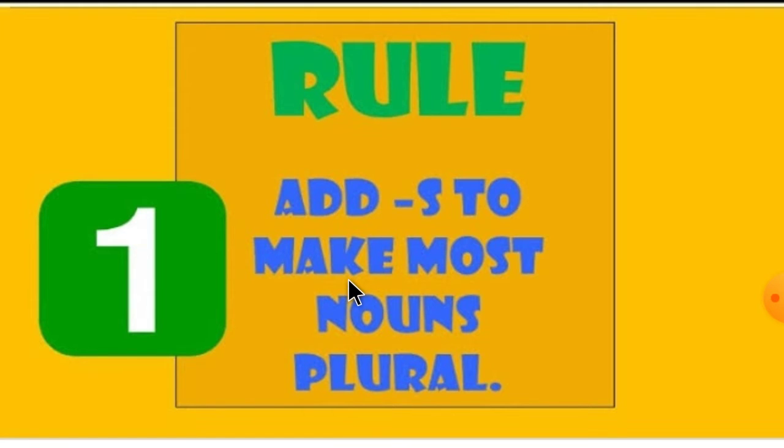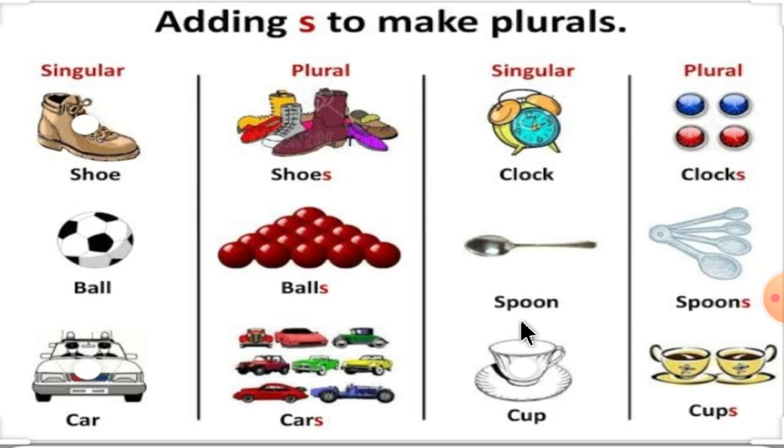Now, rule number 1. Add s to make most nouns plural. It means most of the nouns can change by adding s. Let's see examples. Adding s to make plurals.